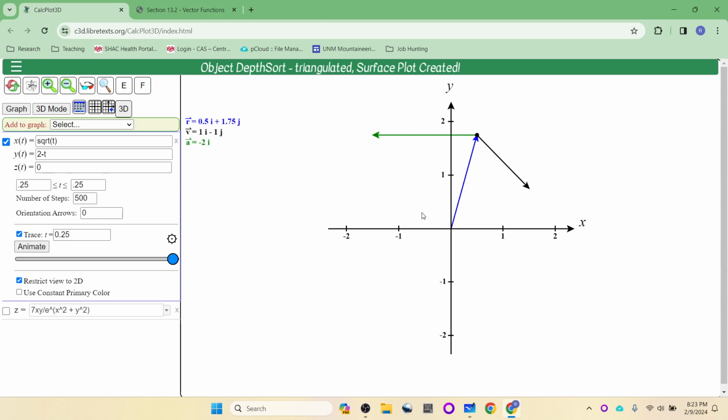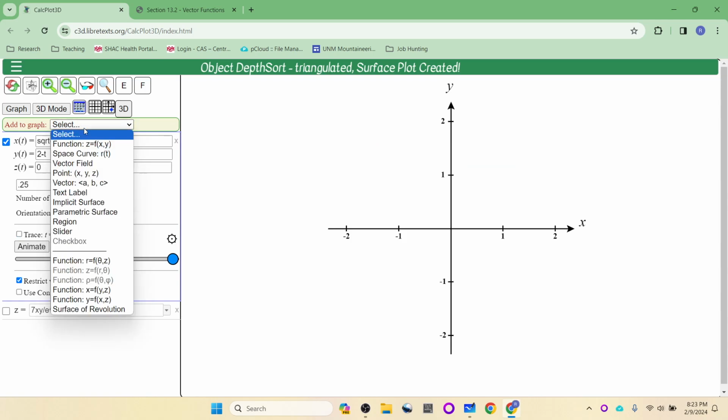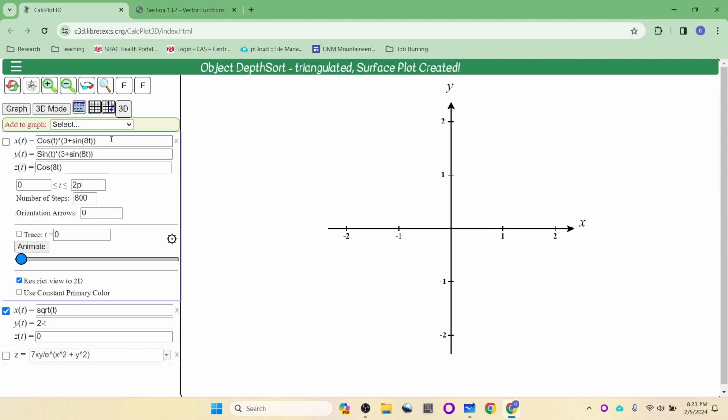Turn off the trace here. It's supposed to be a curve. Where's the curve? Let me try this again. x is square root t. y is 2 minus t. z is 0. And t, yeah, we got to give it a range for t. Let's say t goes from 0 to 3. And let's put it on there.